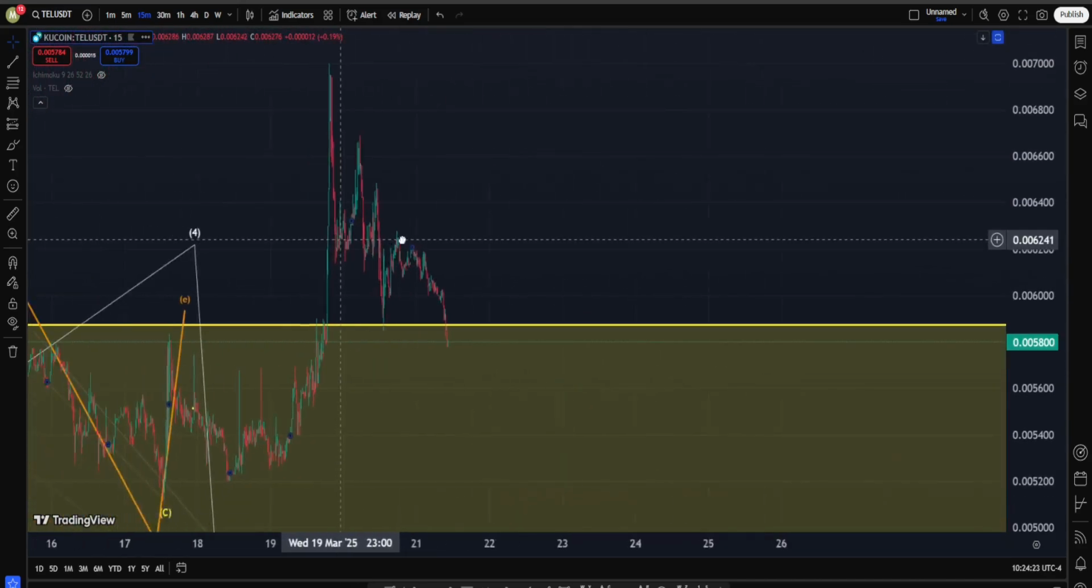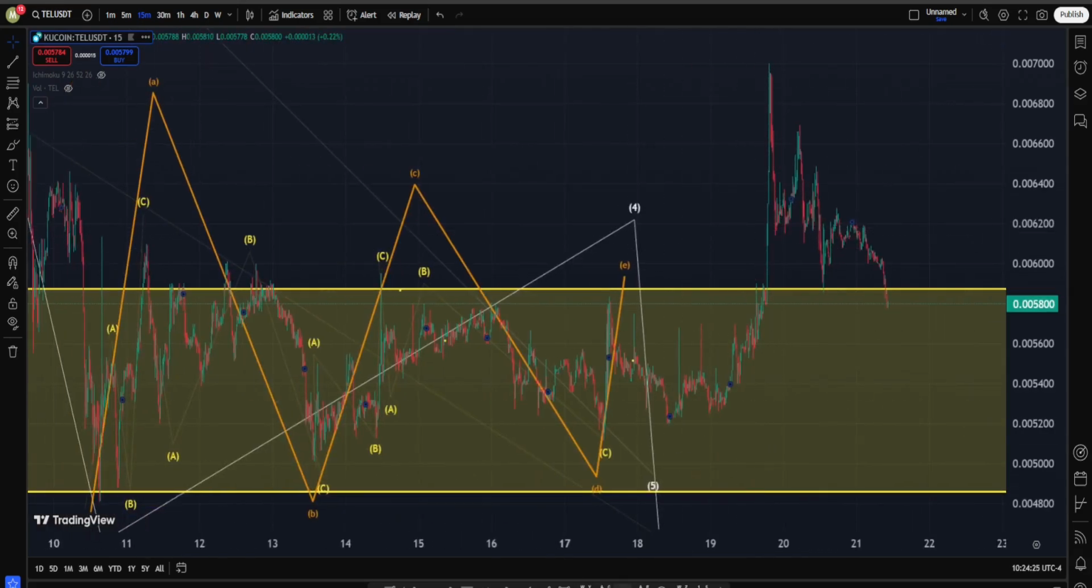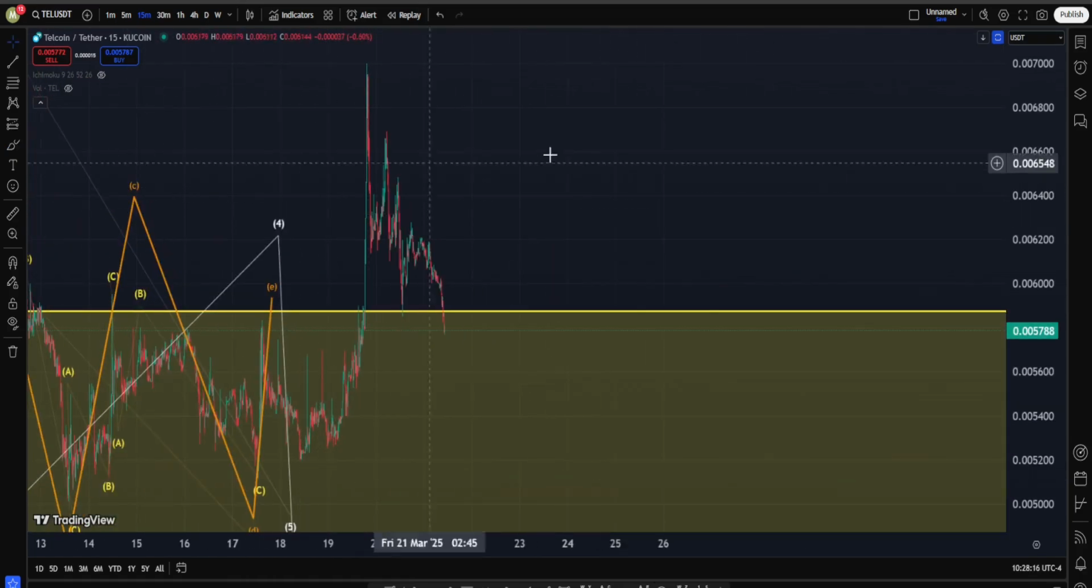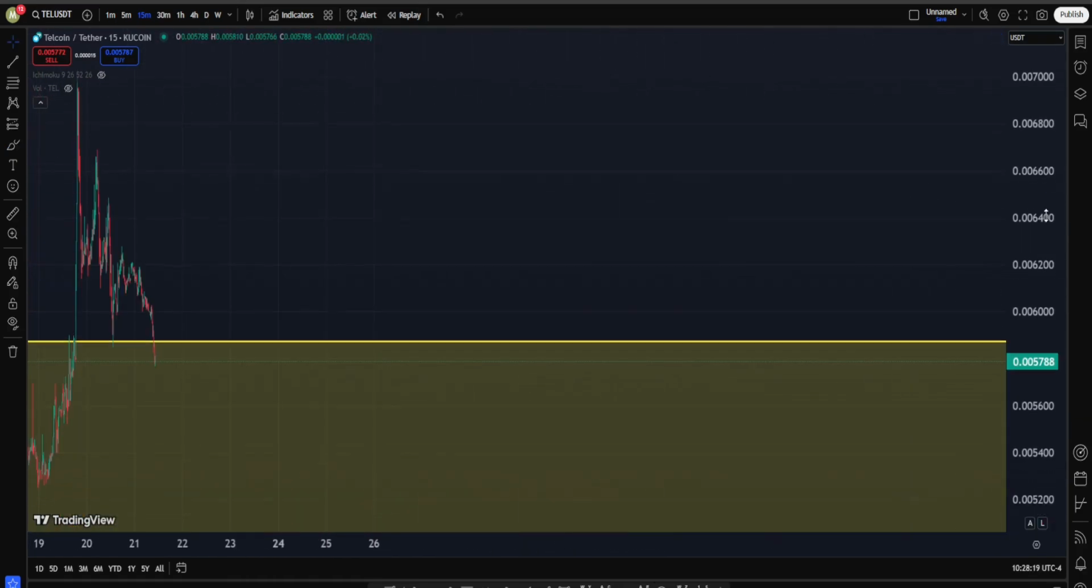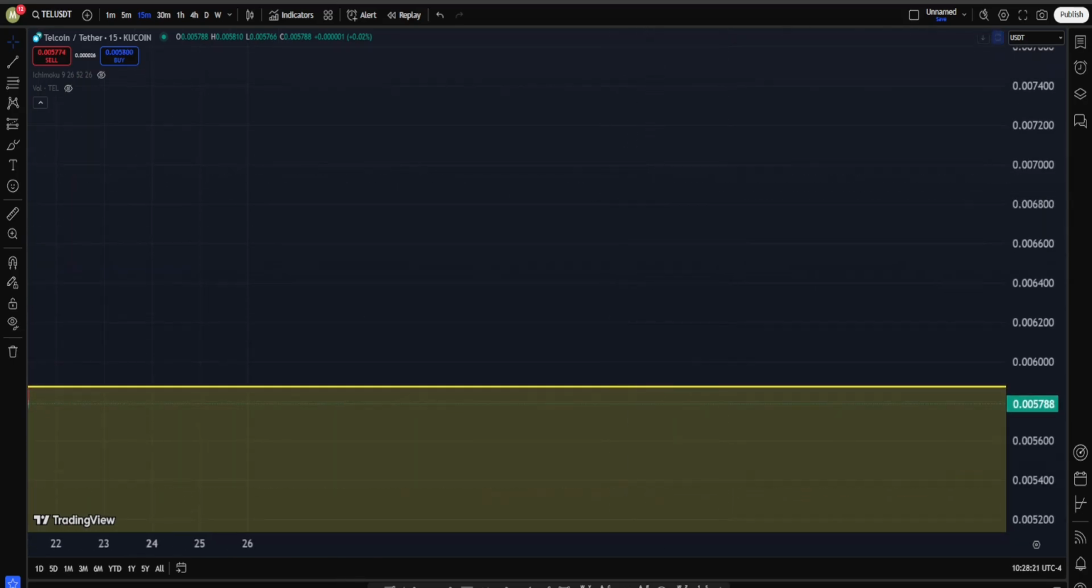Definitely not this scenario, and we did not get a move down starting from here. But here's the point. I don't think that just because in the short term in TEL we got this move on the upside, right now we should be 100% bullish, and I'm going to tell you what the problem is in here.